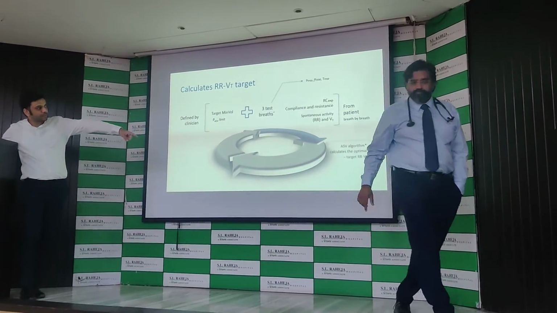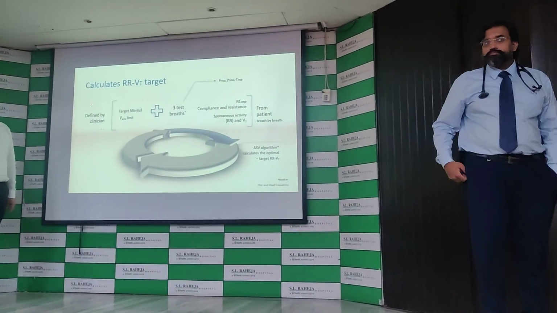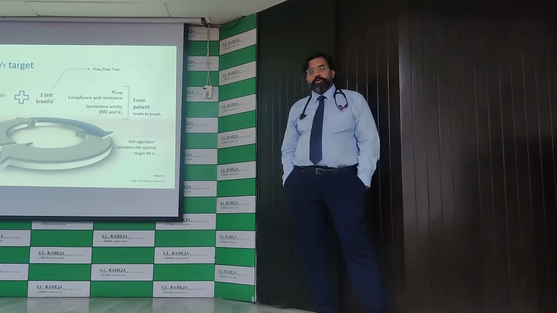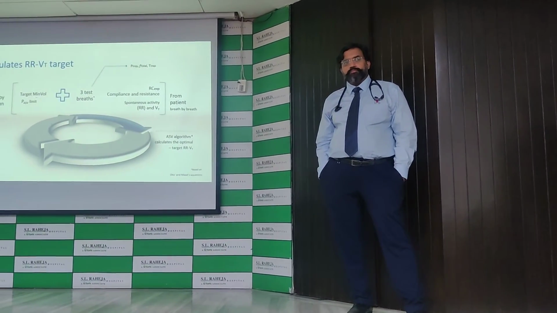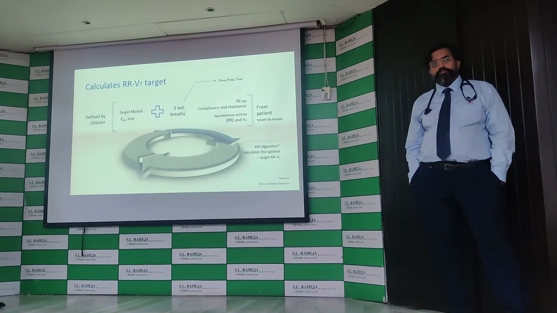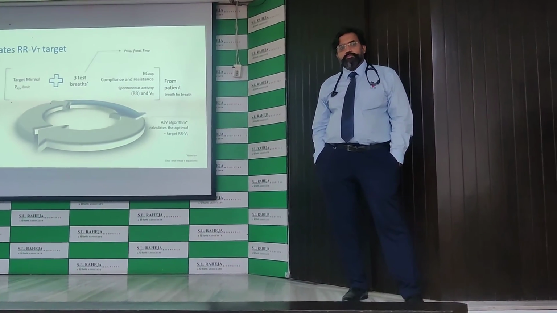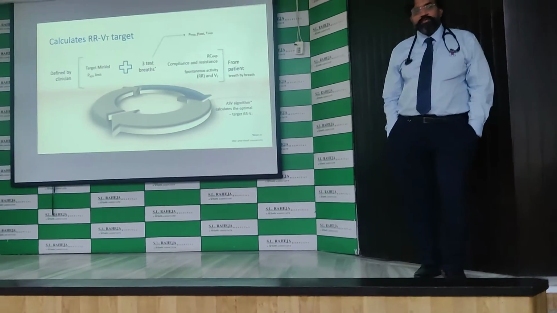So it also depends on the target. Basically, when you see the ASV graph, there is a plotted target, and there is a plus sign, which is the current measured value. As and when you change the minute ventilation, the target and the current value will try to match each other.